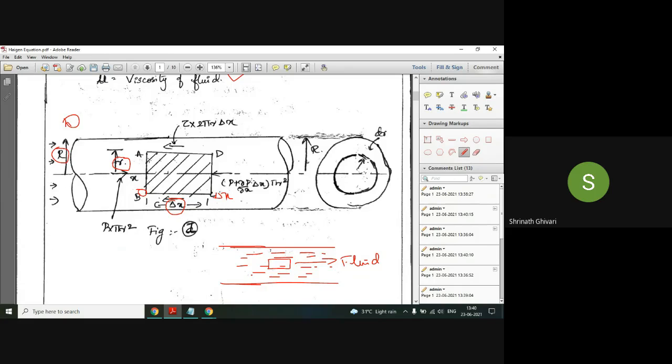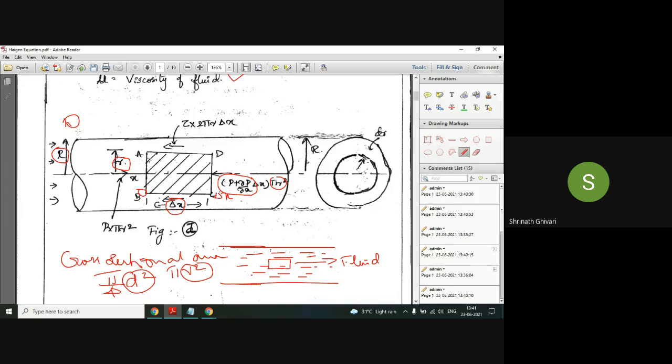Because of this change in pressure, we have P plus dou P by dou X into delta X, into pi r square. This pi r square is the cross-sectional area of the circular pipe, which is given by pi by 4 d square. If you convert the diameter into r, it will be pi r square, or if you convert r square back, it will be pi by 4 d square. So this is one point.